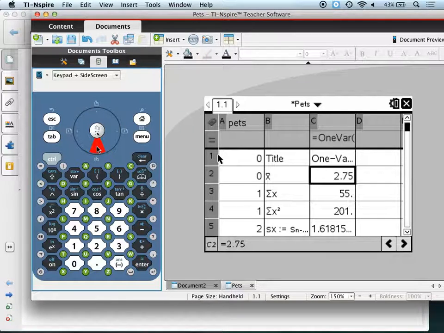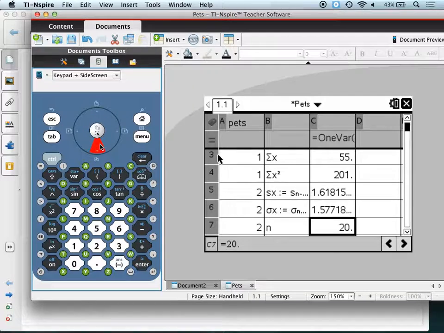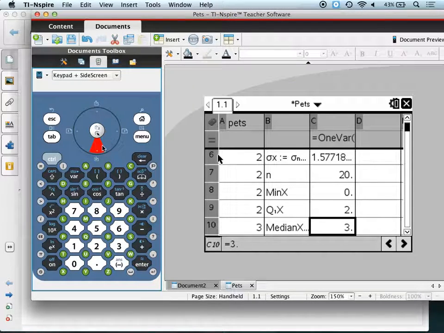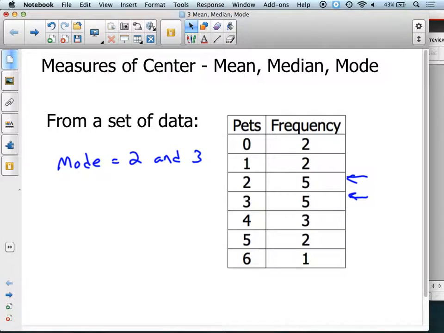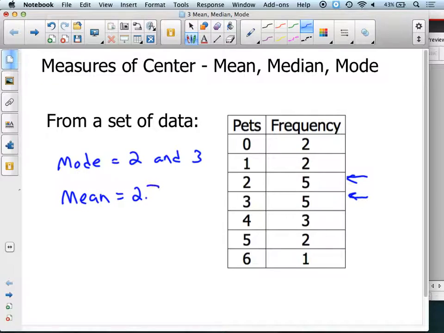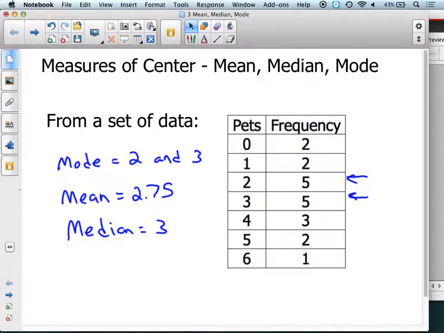So our mean is listed here. Our mean is 2.75. It's the X with the little bar on top. We scroll down. We'll find out where our median is. Here's our median. The median value is 3. So we'll write those down as well. That the mean was 2.75. And the median was 3.